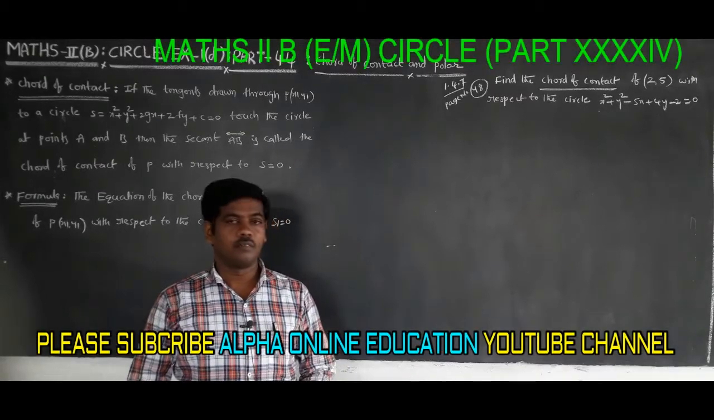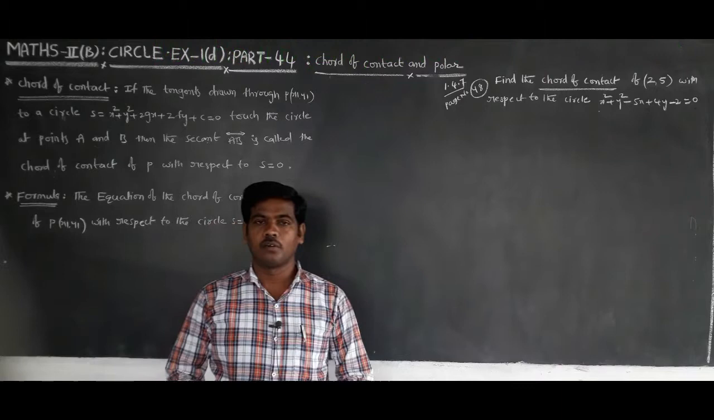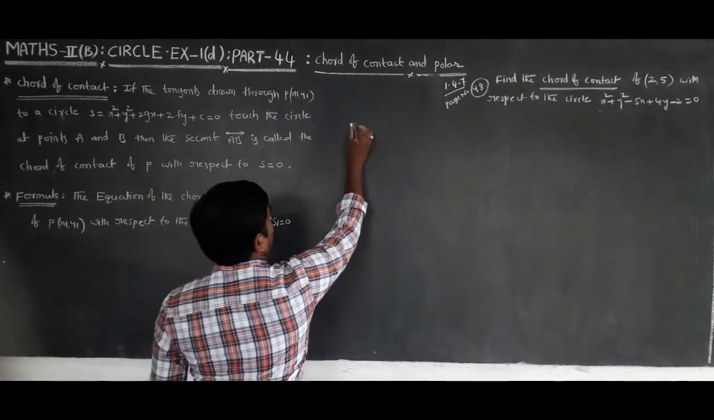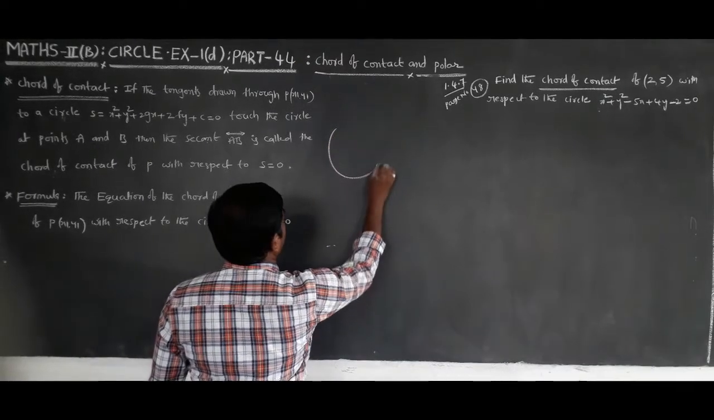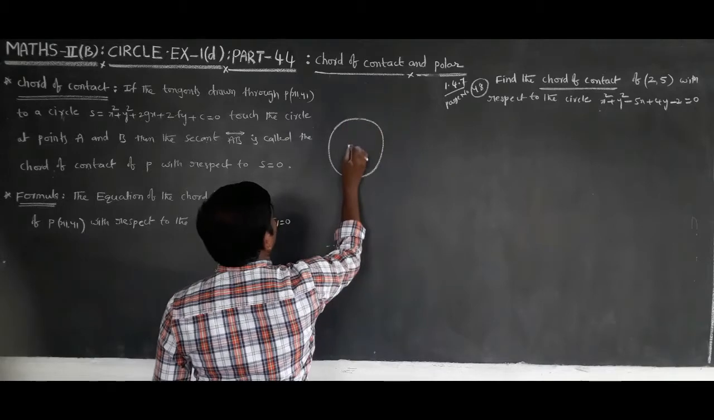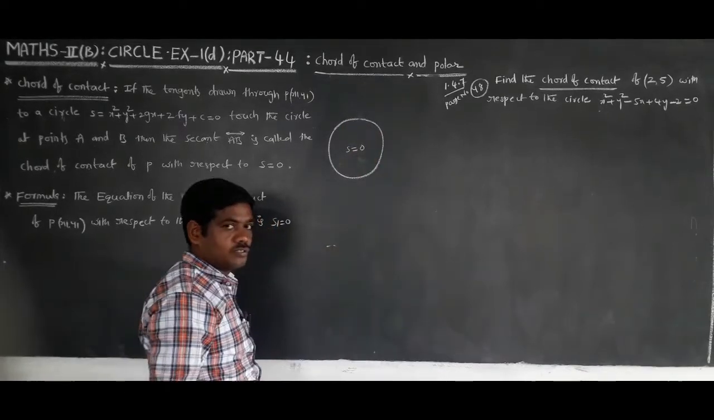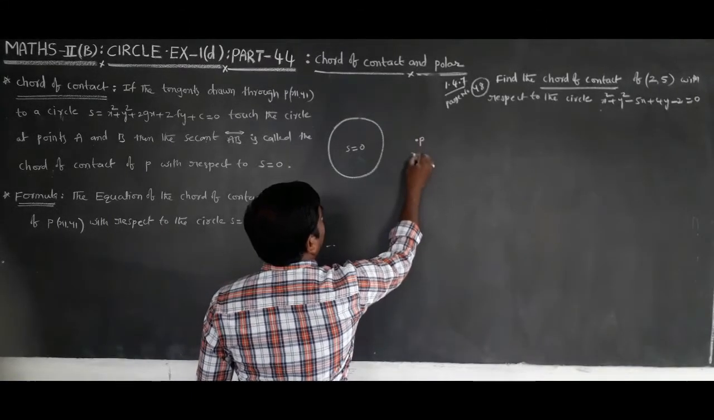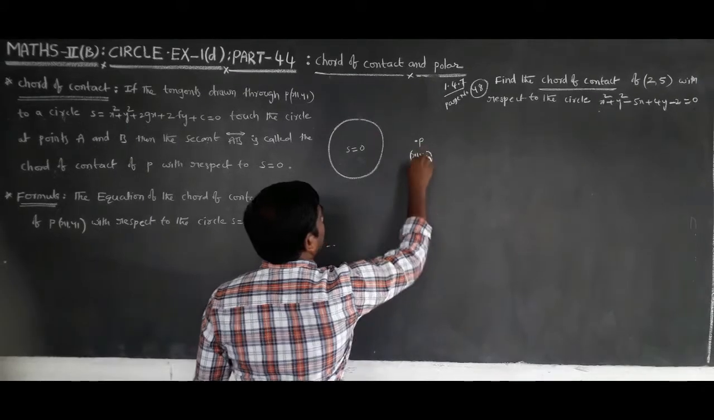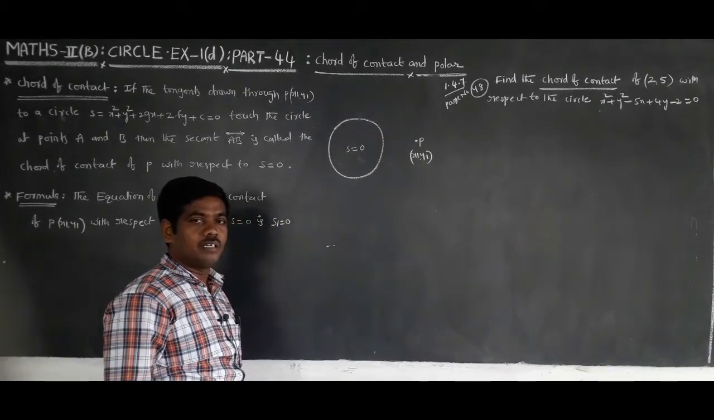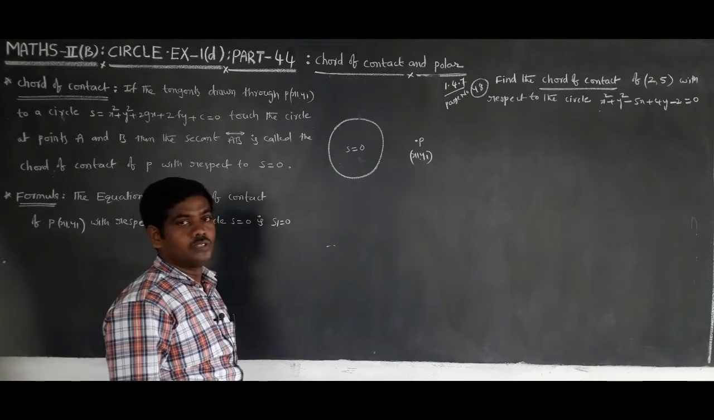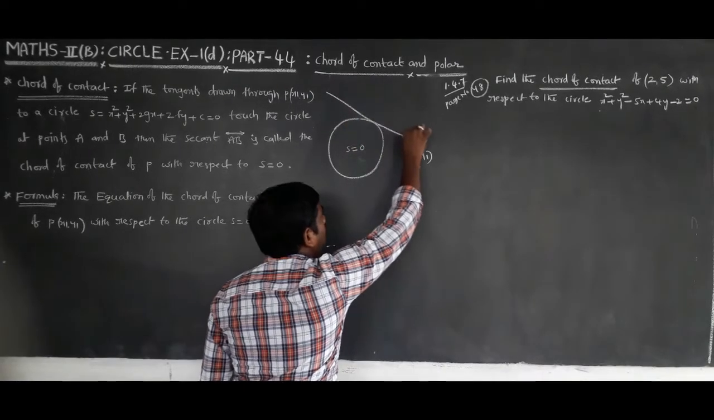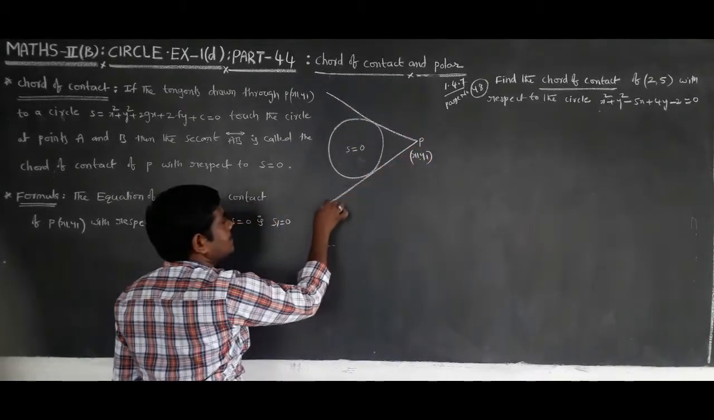Today we learn one definition, chord of contact. This is the equation of the circle S = 0. Let S = 0 be the circle, and P(x1, y1) be the exterior point of the circle S = 0. Then there exist two tangents drawn from P to the circle S = 0.